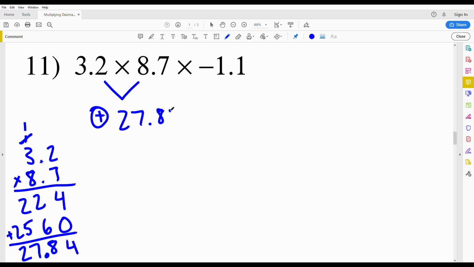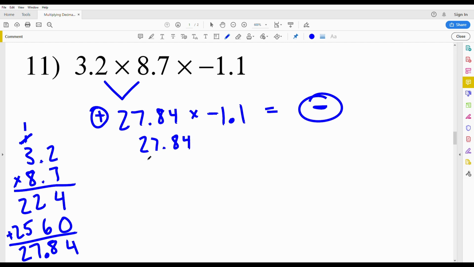27 and 84 hundredths, 27.84 times negative 1.1, 1 and 1/10. Positive times negative, I know my result is going to be negative. So now I just got to do that math. 27 and 84 hundredths, that will be multiplied by 1.1. And this is going to be pretty easy because I'm multiplying by 1 in each of my steps. So 4 times 1 is 4, 8 times 1 is 8, 7 times 1 is 7, 2 times 1 is 2. And I'll add that 2, remembering my placeholder.